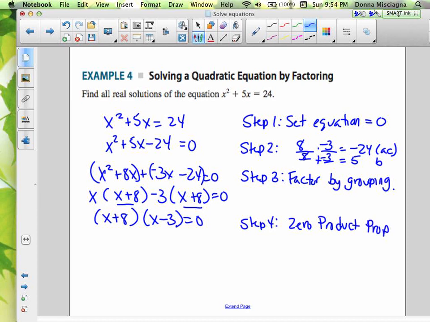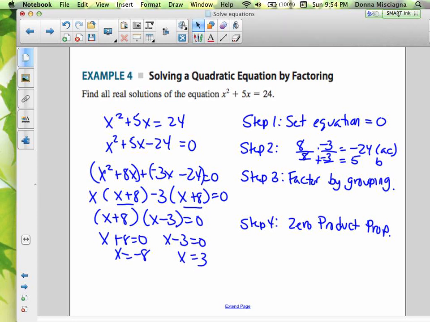And I'll abbreviate. So x plus 8 is 0. Of course, x is negative 8. And if x minus 3 is 0, x is 3. Right? Just add the opposite to each side. And there's the first one. So a little practice on factoring.